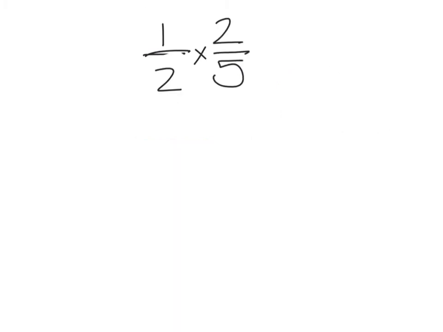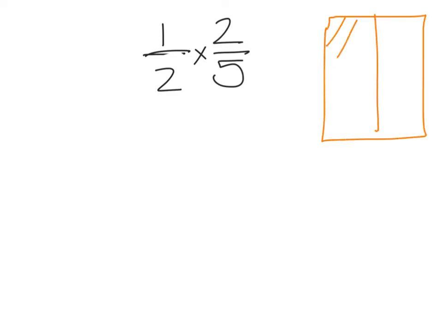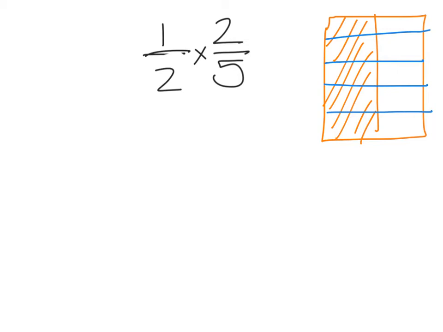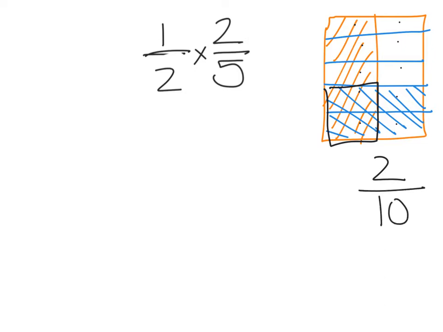Let's look at another example. Again, I can draw myself a picture to show 1/2 shaded in and 2/5 shaded in, and find the area where they overlap. So they overlap in these 2 squares out of a total of 1, 2, 3, 4, 5, 6, 7, 8, 9, 10 squares, 2/10. Now let's try our shortcut.